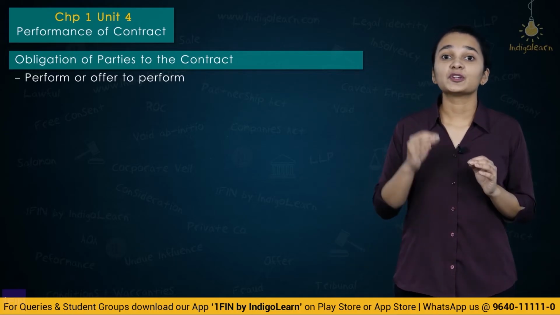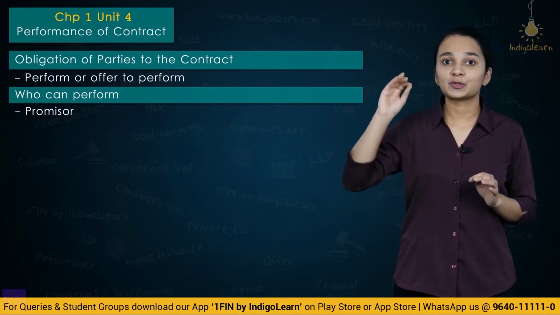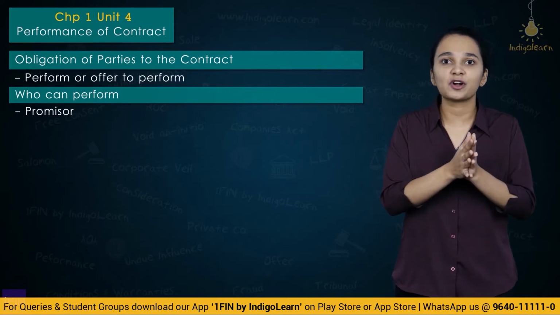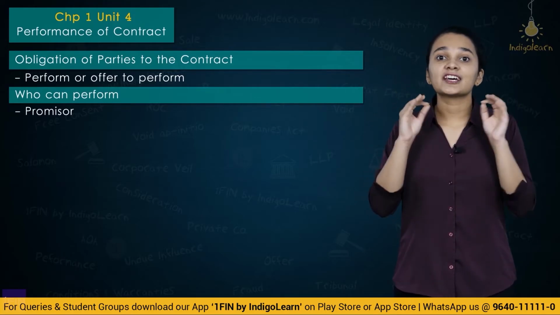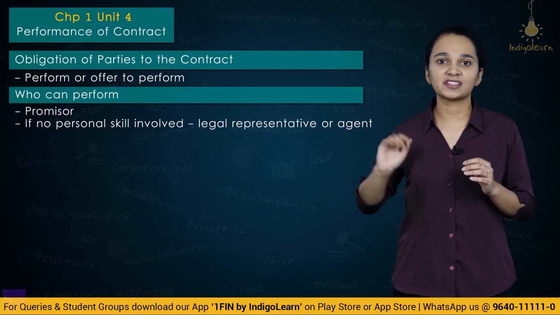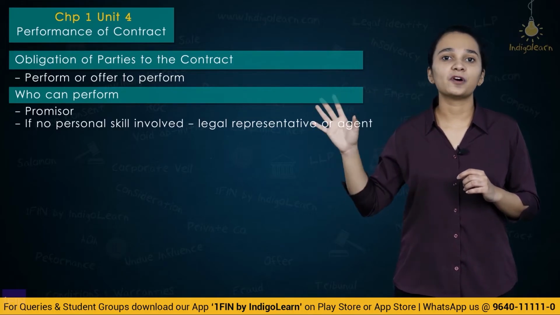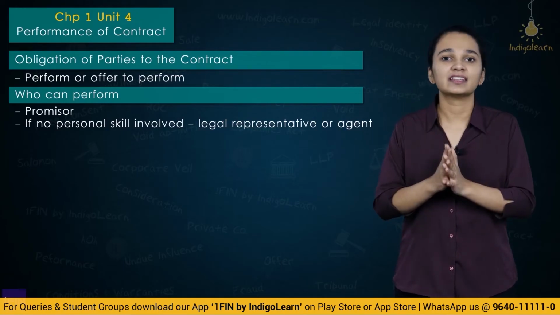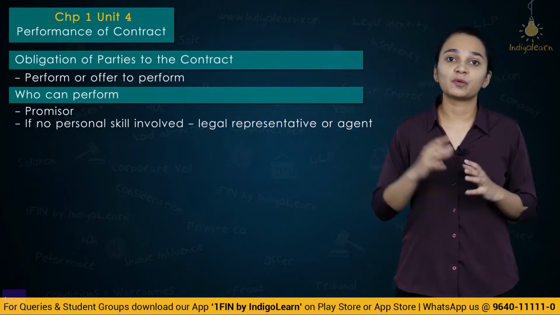After this, we have also understood who the people are who can perform the contract. It is the promisor who has to do the performance, and if it is a contract which involves personal skill or intelligence of the promisor, then the contract comes to an end on the death of the promisor. Such types of contracts can be performed only and only by the promisor himself. Apart from the promisor, an agent can also perform the contract provided the contracts are not based on any personal foundation. Apart from the agent, legal representatives of the promisor may also perform the contract.